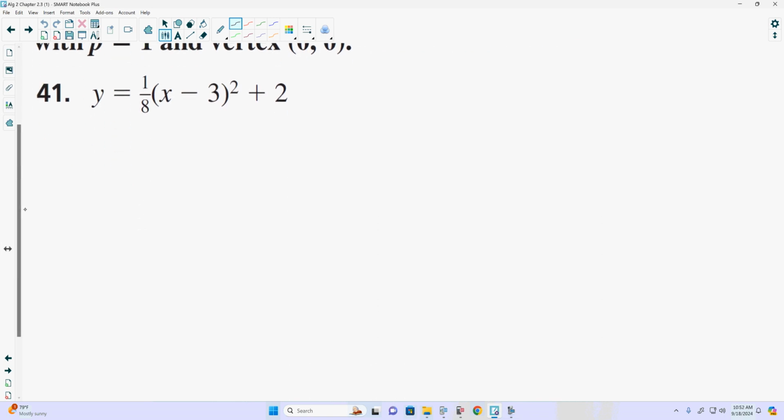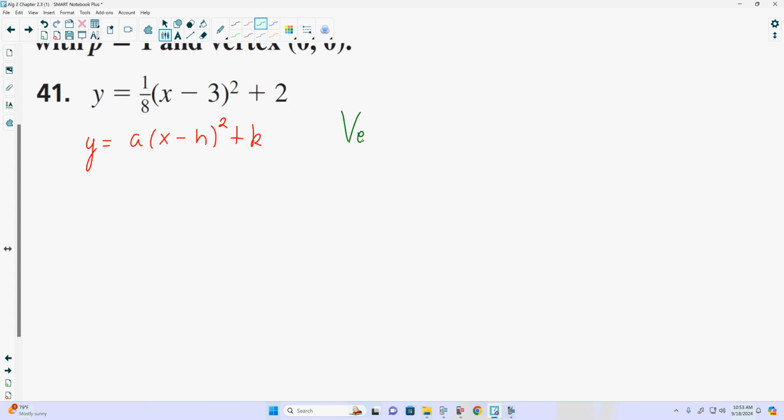With this, we're given the equation to start with and we're finding the information. We want to find the vertex, focus, directrix, and axis of symmetry. It's a little nicer because it tells us y equals 1/8 times x minus 3 squared plus 2. So we can directly line this up with y equals a times x minus h squared plus k. That does line up that way.